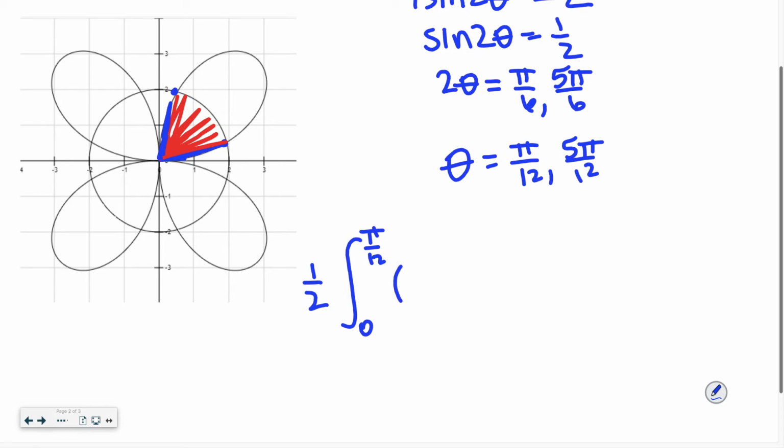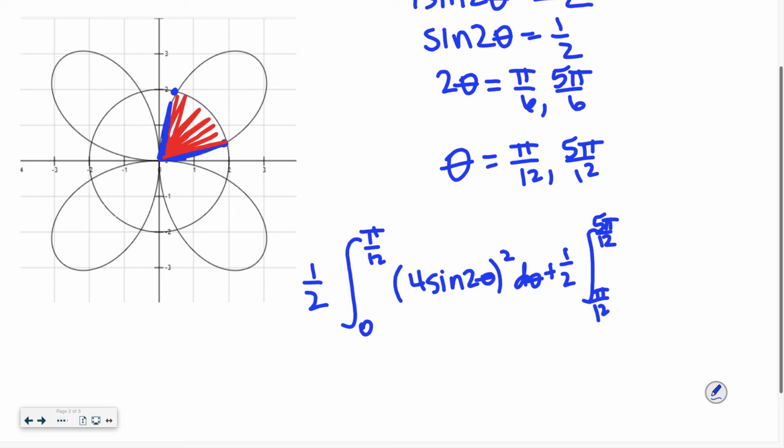And the flower was 4 sine of 2 theta. Then we would have to add in the circle, and from pi over 12 to 5 pi over 12, we're coloring in the circle.